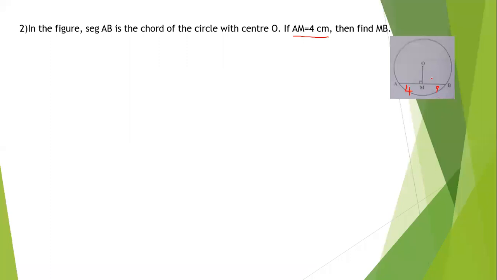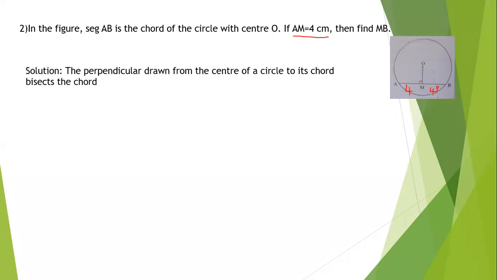It means this perpendicular line, which OM, can you see over here? This is a perpendicular line. This perpendicular line divides the chord AB into 2 equal parts. And which are that parts? AM and MB, right? So I said 2 equal parts. So AM is 4. So what will be MB? MB will also be 4, right?